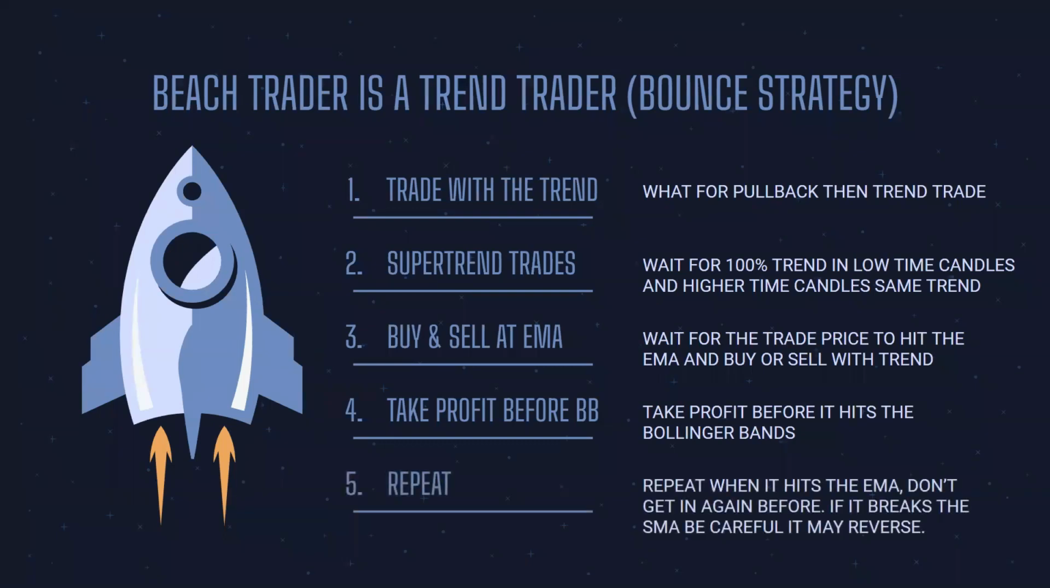Number 5. Well, what do I do if it's in a super trend? You just repeat. Rinse and repeat. Repeat when it hits the EMA. Don't get in again before it hits the EMA, thinking that it's going to go up. Just wait for it to hit the EMA, be patient, and you'll get more money. If it breaks the SMA, that's a simple moving average below the EMA, be careful. Be very careful if it hits the SMA. That could be a possible sign of reversal, and you don't want to lose.